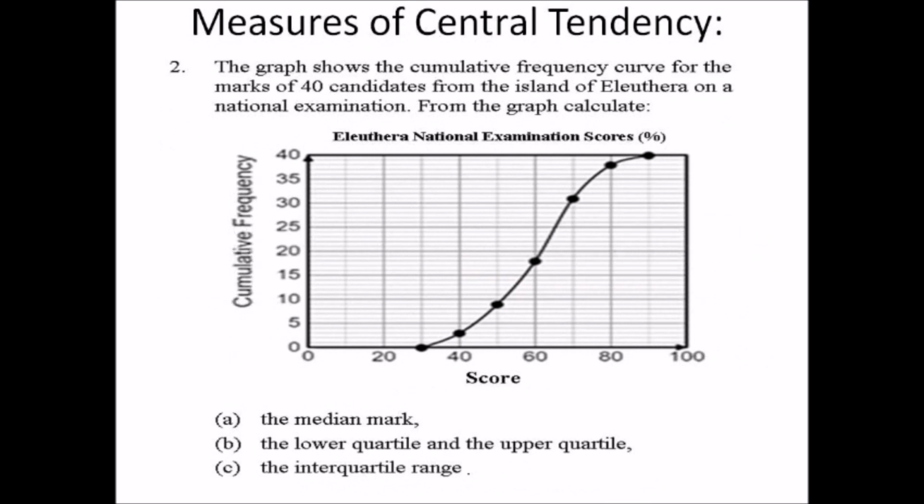And we move on to the next one, the cumulative frequency curve. You have to find the median mark. The median would be the halfway mark. Median means half. The lower quartile, so that's 1/4 of it. And the upper quartile would be the 3/4 mark. The interquartile range would be the upper quartile take away the lower quartile. So that would be the working you would need in order to work this.